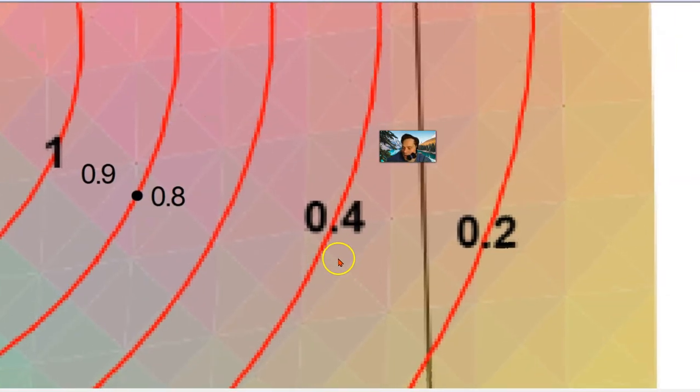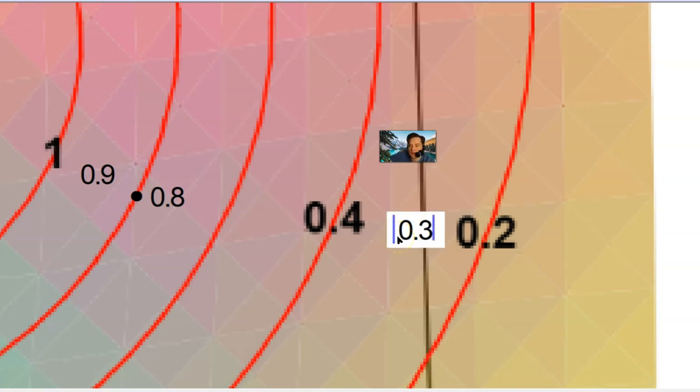Make sense? Let's go maybe over here. So now this is the level curve 0.4. This is the level curve 0.2. The surface is unbroken, continuous. So that means here you have 0.3 as your function value, roughly in the middle between them.